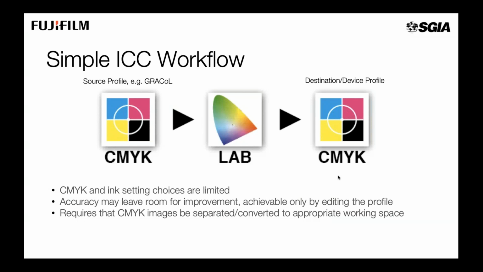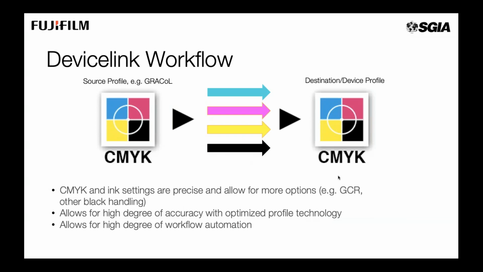And that leads us to the next type of workflow we can consider, and that's a device link workflow. So once again, we are starting with a source or target color space, and I'm converting it to the destination space. But with a device link in this case, I can nail down my CMYK settings for it. So these can be precisely defined, and they allow for more options, such as applying GCR or ink optimization or other black handling. When I'm talking about other black handling, we have to consider what happens to black when we're color managing it.